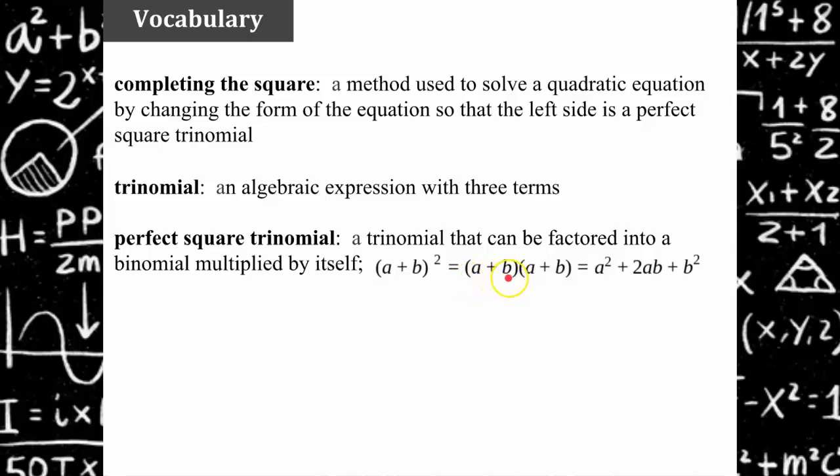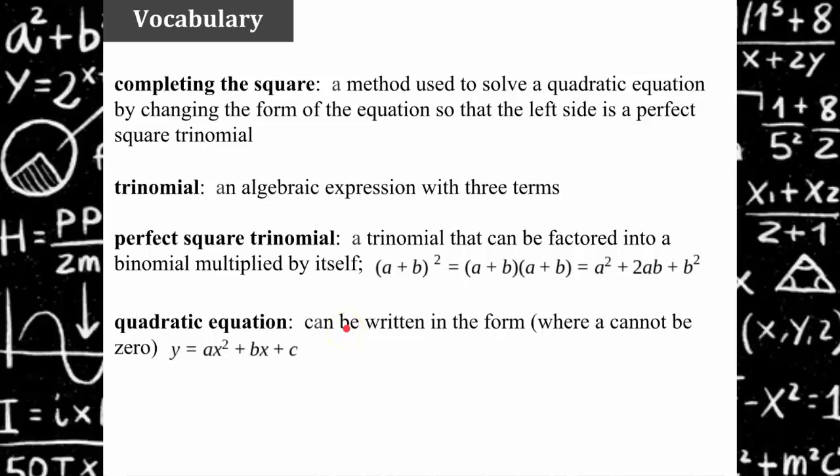So a plus b is a binomial. So this binomial multiplied by itself results in a perfect square binomial. So it can be written as (a plus b) squared. When you multiply, you get a squared plus 2ab plus b squared. So we're going to use this idea to complete the square.